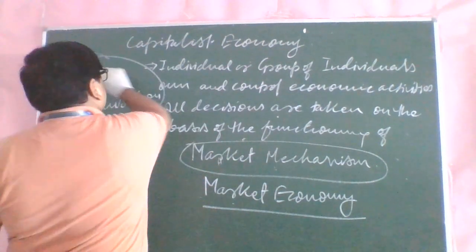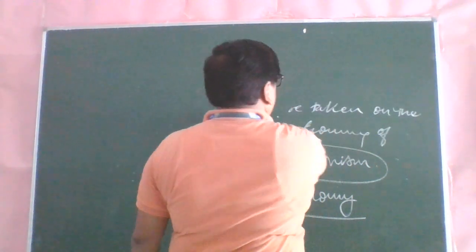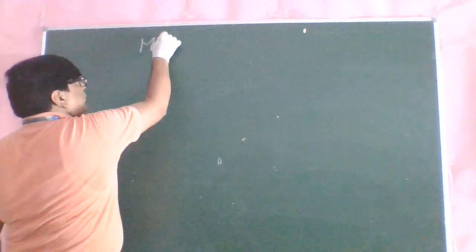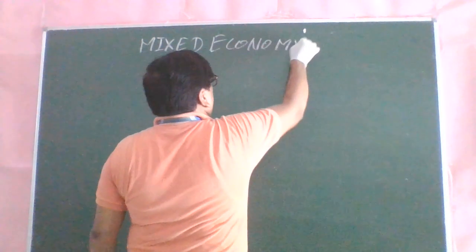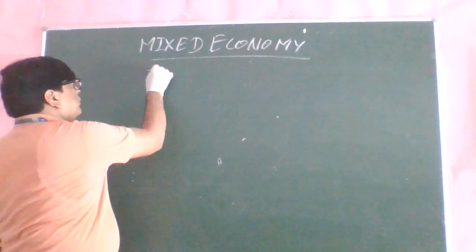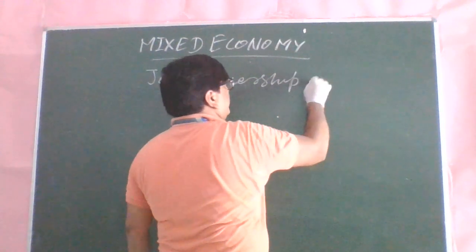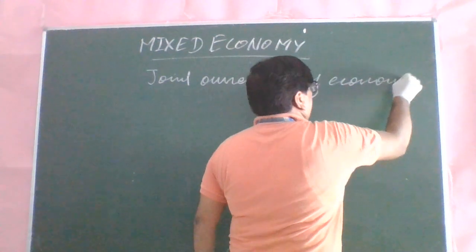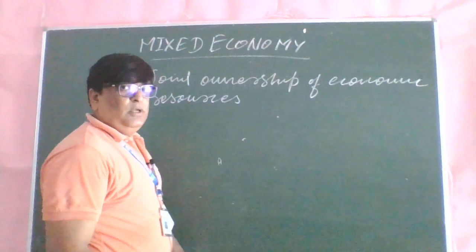नेक्स्ट इज मिक्स्ड इकोनॉमी। मिक्स्ड इकोनॉमी, देखो मिक्स्ड इकोनॉमी वेरी सिंपल, जहां पे कि दोनों एलिमेंट है, कैपिटलिस्ट एलिमेंट भी है और सोशलिस्ट एलिमेंट भी है। बोथ एलिमेंट्स आर प्रेजेंट। सो व्हेन वी टॉक ऑफ मिक्स्ड इकोनॉमी, when you talk of mixed economy, means joint ownership of economic resources.